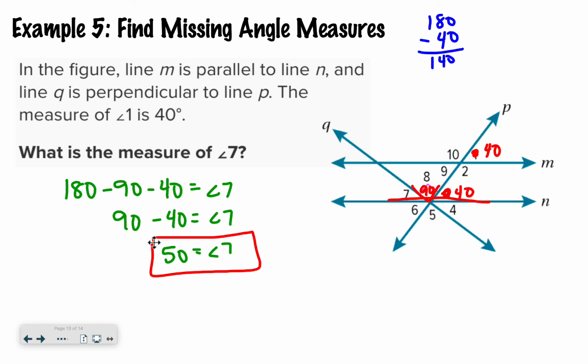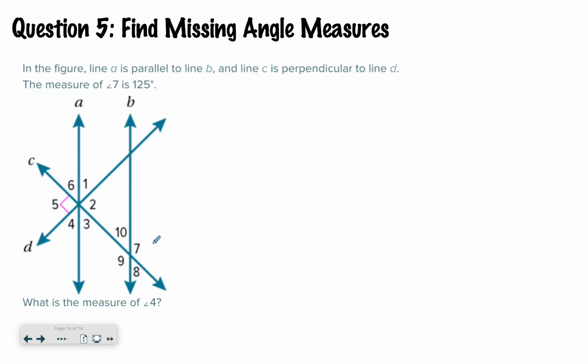So just be sure to take a breath, break down the picture, write what you know, and work your way towards that angle you're solving for. If you have questions about that, please be sure to ask for some help. Otherwise, here's a question for you to solve on your own. We have in the figure, line A is parallel to line B, and line C is perpendicular to line D. The measure of angle 7 is 125 degrees, and we want to solve for the measure of angle 4. Good luck.